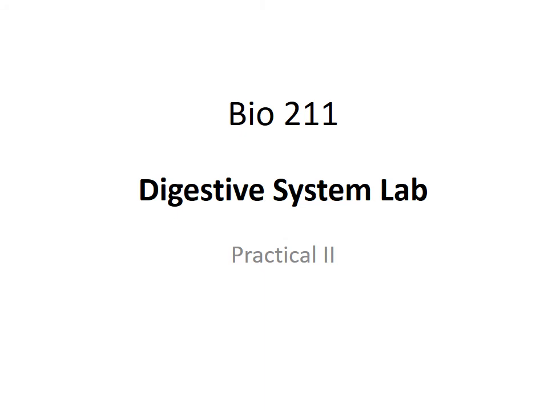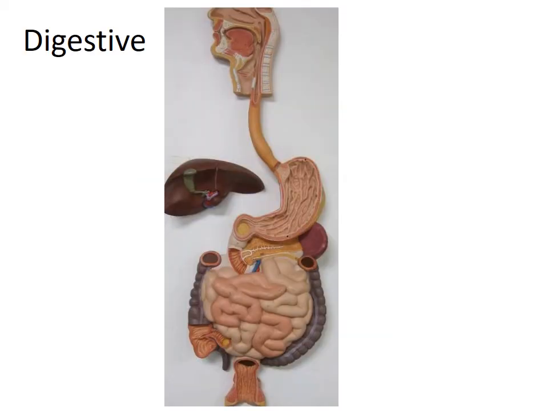So we're going to go over the digestive system for the digestive system lab. And this is a picture of our model of the entire digestive system. We're going to go through it piece by piece. We're going to start with the upper part, the oral cavity.